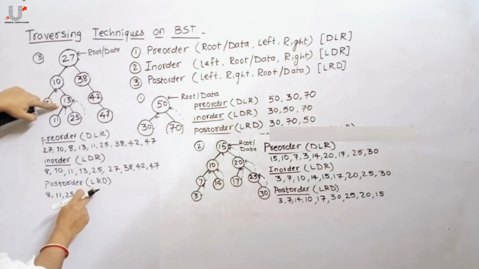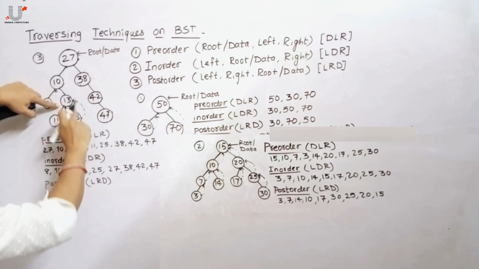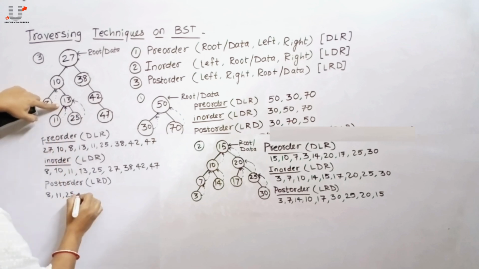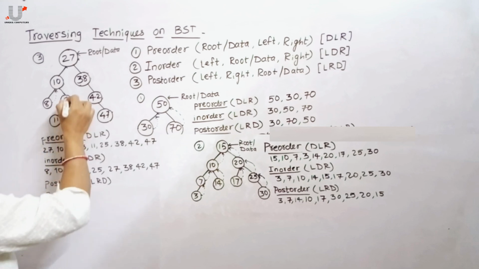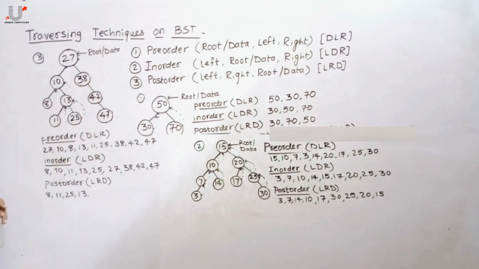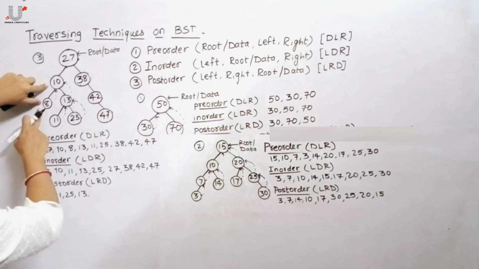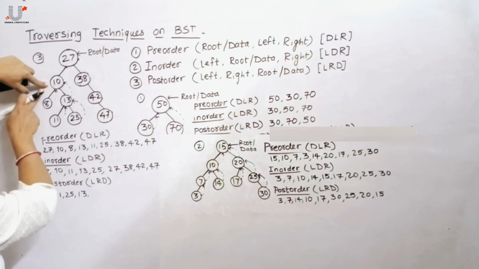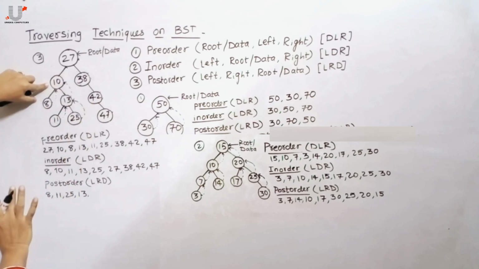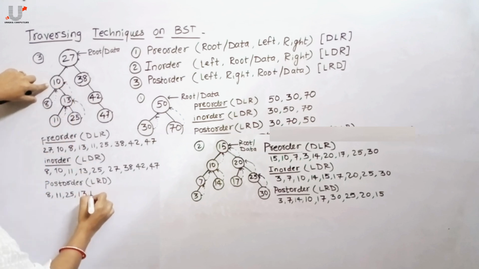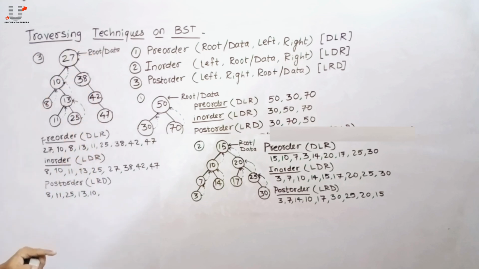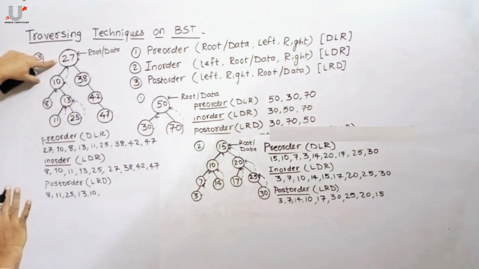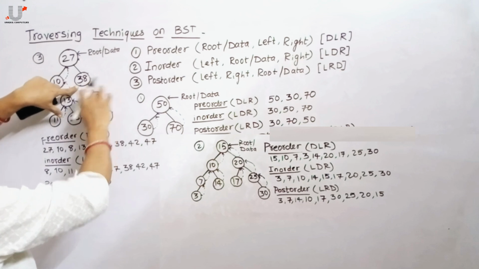For this 13, L has already been processed, R has already been processed, so the data itself, that means the parent of 11 and 25, 13, gets processed. After processing, the control will again transfer to 10. As 10 is a parent for left and right, that means 8 and 13, as left has been processed and right child has been processed, then data, that means 10, gets processed. After processing, the control will again transfer to its parent. Again for this 27, its left subtree has been processed, then the control will transfer to the right subtree.